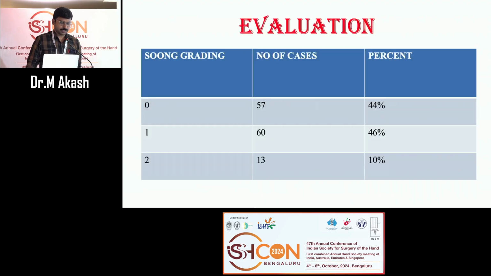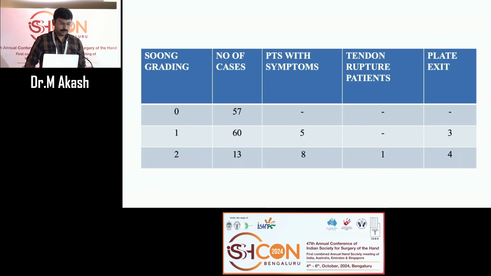On our evaluation of 130 patients, nearly 10% of the patients fell into Soong grade 2 and 46% into grade 1. On further evaluation, 13 patients had symptoms like wrist pain and tendinitis-like symptoms, and among those 13 patients, 8 were of Soong grade 2, and only 1 patient had a rupture of the FPL tendon. Plate removal was done in 7 patients, of which 6 patients had pain for a chronic period, and 1 patient had a rupture.